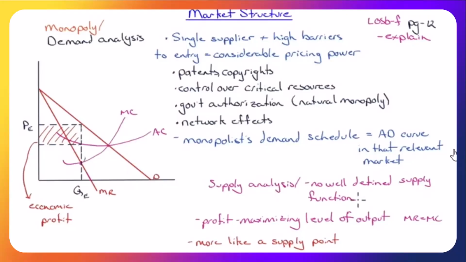So, monopolist demand schedule, we've already done that, right? Supply analysis, no well-defined supply function. It is a point. We'll supply this for that price. So there is no supply schedule really, it's more of a supply point. The profit maximizing level of output occurs where marginal revenue equals marginal cost. Again, more like a supply point than a supply curve.